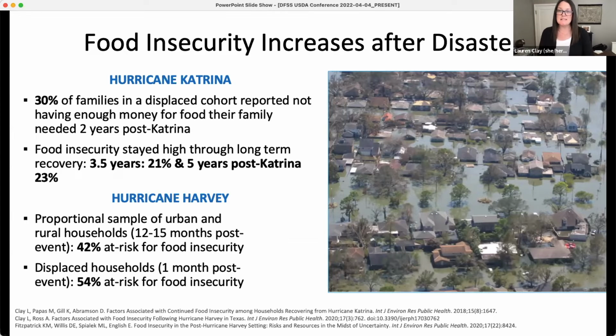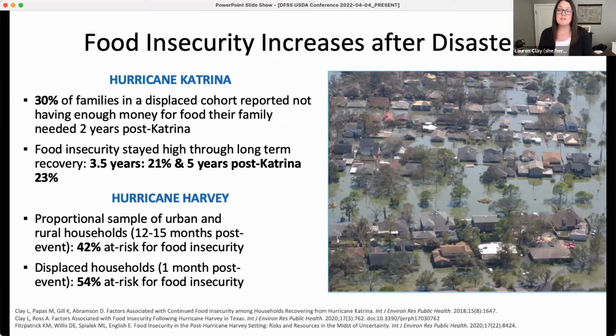Before COVID-19, not a lot of research has been done on food insecurity following disasters. So I'm going to summarize it all for you in this slide. So when looking at families who were displaced, so their homes were damaged, were not safe to live in during Hurricane Katrina, at about 2 years post-event, so around 2007, 30% of the families in this cohort were reporting not having enough money for food their family needed.